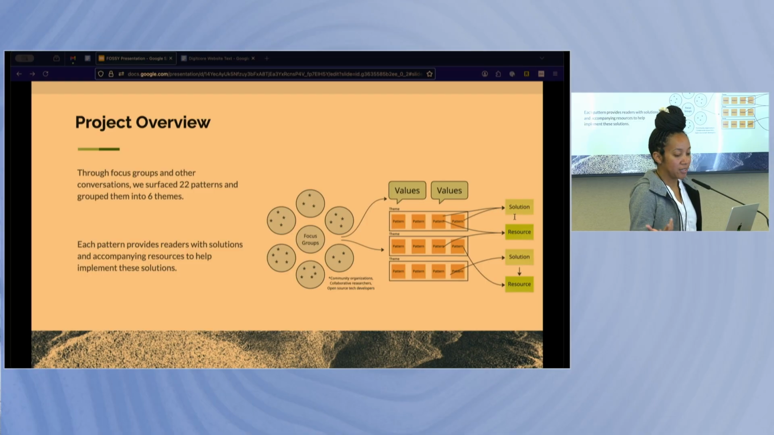Like other design patterns, each pattern provides readers with solutions and accompanying resources to help implement those solutions. If you're new to design patterns, feel free to raise your hand if you are. This might get confusing, but once I get into the proper visuals, it will be a little bit better.